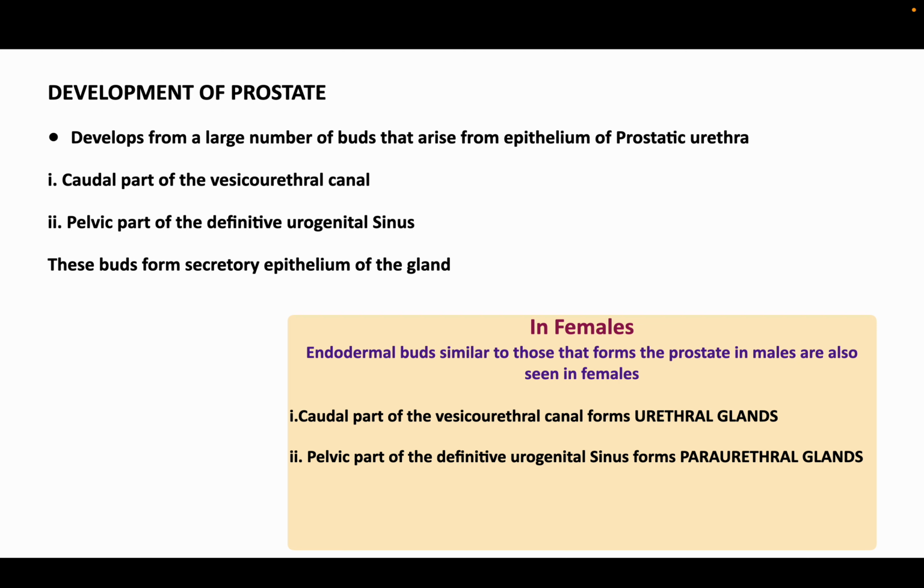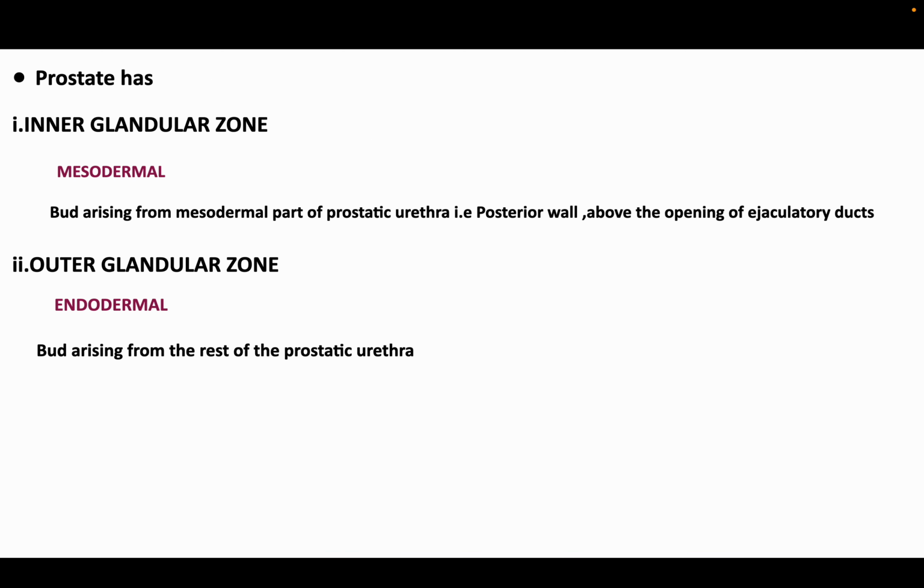The caudal part of the vesicourethral canal forms the urethral glands, and the pelvic part of the definitive urogenital sinus forms the paraurethral glands. Now, if we see the histological structure of the prostate, it has an inner glandular zone and an outer glandular zone. The inner glandular zone is mesodermal in origin, with buds arising from the mesodermal part of the prostatic urethra, that is, the posterior wall above the opening of the ejaculatory duct. The outer glandular zone is endodermal, with buds arising from the rest of the prostatic urethra.